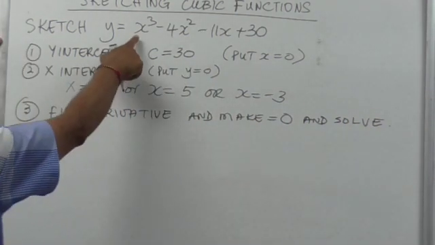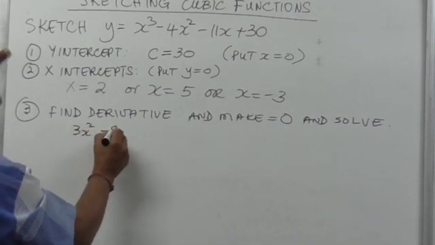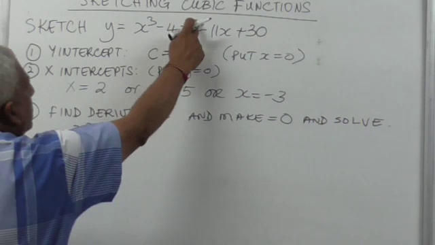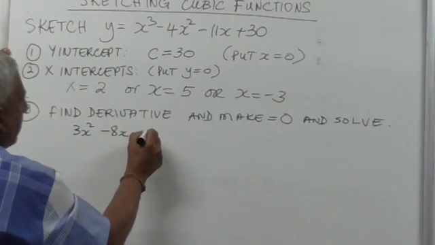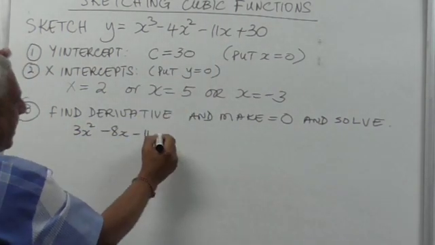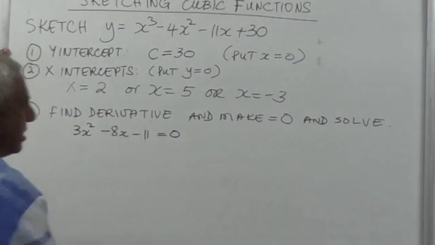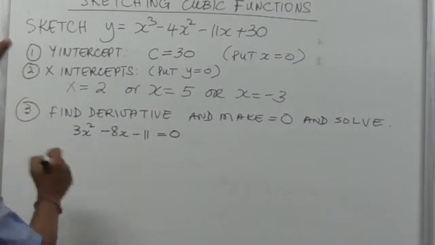Well, if we find the derivative of that, it will be 3x squared minus 8x. 2 times minus 4 will give you minus 8x. Minus 11, 1 times minus 7 will give you that. Find the derivative and make it equal to 0. And then solve it.